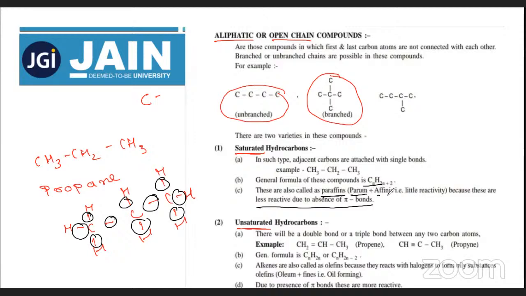Paraffin means parum plus affinis, which means little reactivity. Because of the unavailability of pi electrons, it is less reactive.